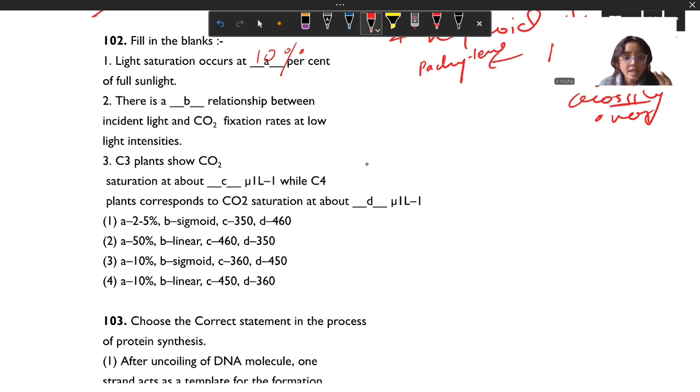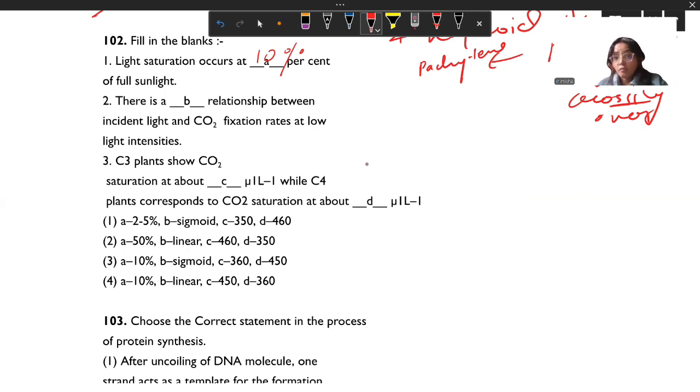Okay, now the second option, what does it say? It says there is a dash relationship between incident light and carbon dioxide fixation rates at low light intensities. So what does it mean? It means that when there is low light intensity, when there is not so much sun, when it's a little cloudy, a little sunny, at those intensities of light, the carbon dioxide fixation is directly proportional to the amount of light that the plant is receiving.